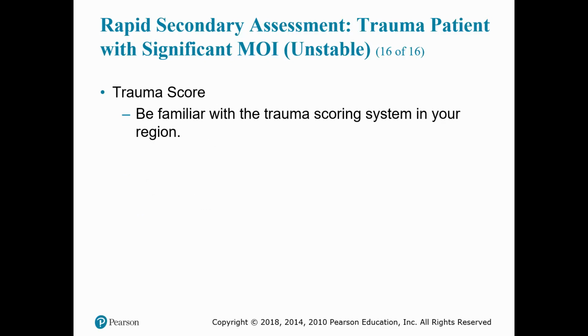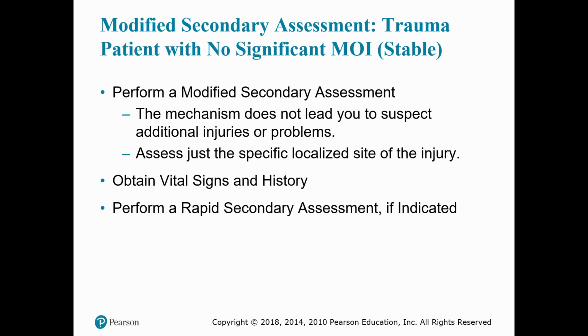Now, in the stable trauma patient, we want to perform a modified secondary assessment where the mechanism of injury does not lead you to suspect additional injuries or problems, and you just basically assess the specific localized site of the injury. We're going to get vital signs and history and perform a rapid secondary assessment if it's indicated. If the patient's unresponsive, I want to conduct a rapid secondary assessment, obtain baseline vital signs, make sure the patient's positioned, obtain a SAMPLE history, and then transport the patient.